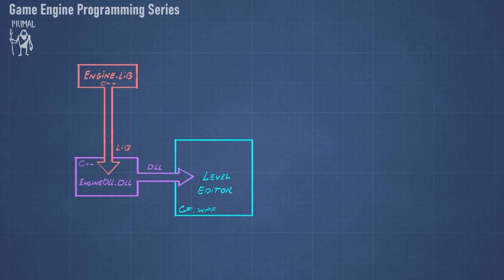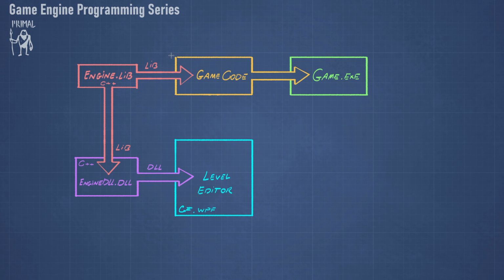In the last video, we added another step, which is the Visual Studio solution that contains the game code. And we again use the game engine to link with the game code and use its functionality to create the final game. In today's video, I'd like to add another step, which is the ability to load the game code as a DLL in the level editor in order to be able to actually interactively develop the game.